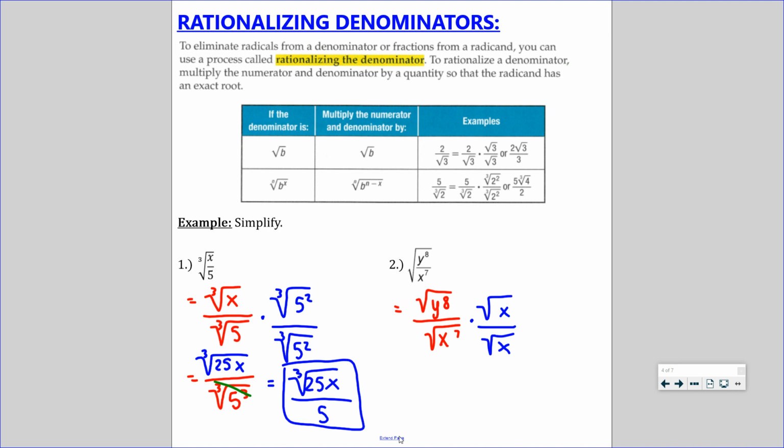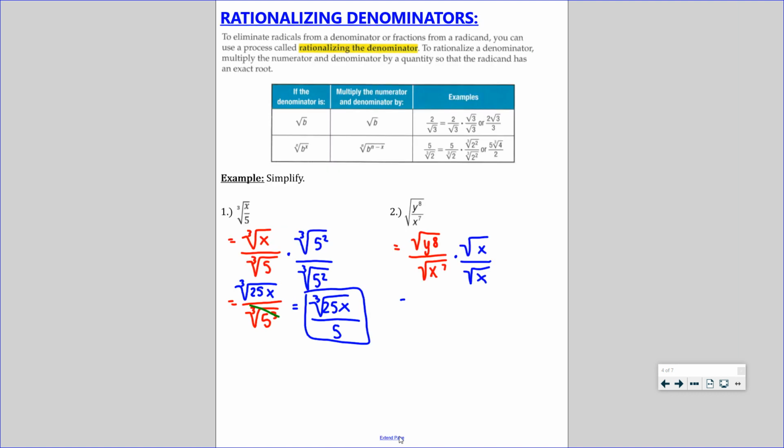If I do this up top, I get the square root of x, y to the 8th. We'll simplify this in a second. And on the bottom, I get the square root of x to the 8th. And now I can simplify these. So y to the 8th would be y to the 4th squared. Similarly, x to the 8th would be x to the 4th squared.